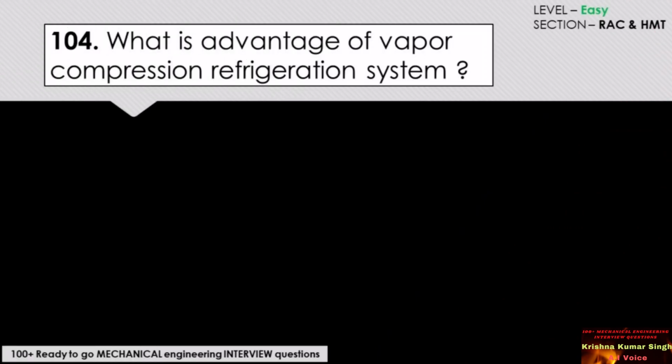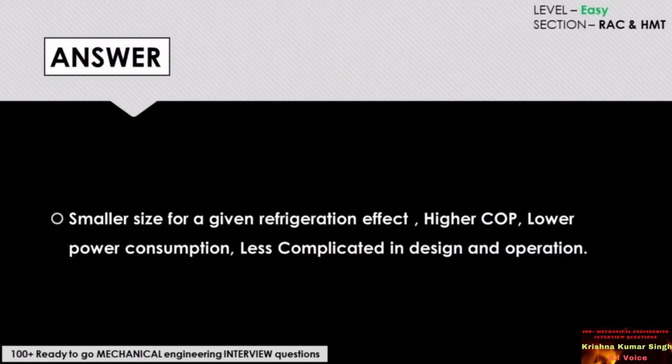What is the advantage of vapor compression refrigeration system? The smaller the size for a given refrigeration effect, higher would be the coefficient of performance or COP. Lower will be the power consumption and less complicated would be the design and operation.